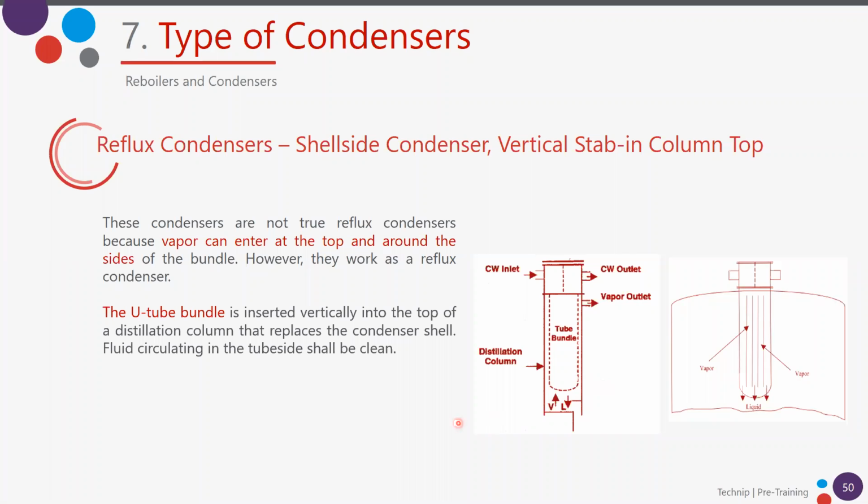Fluid circulating in the tube side shall be clean. It means that usually with this type of configuration with cooling water, we have to ensure that this cooling water is very, very clean because we are using U-tubes. And as we said, with U-tubes, it is not easy to clean inside the tubes. So all the fluid located inside the tubes shall be clean.